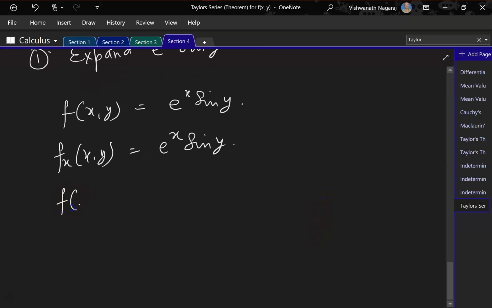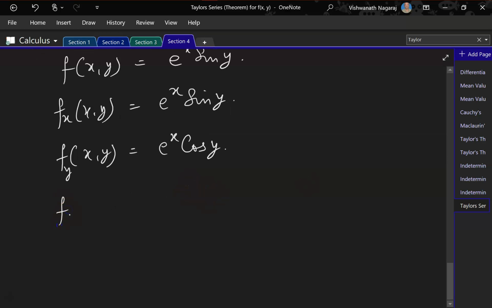Then we are going to differentiate, partially differentiate with respect to y. Now here what happens, e to the power of x is treated as a constant, and we differentiate sine y. So that is cos y. Okay, f_xx(x, y). So here we will take this and differentiate it again with respect to x. So it is still e to the power of x sine y.